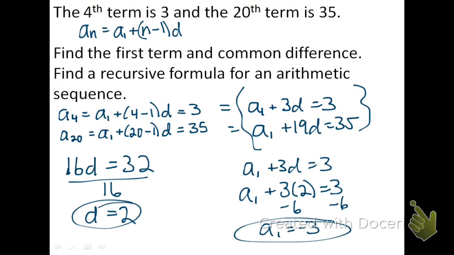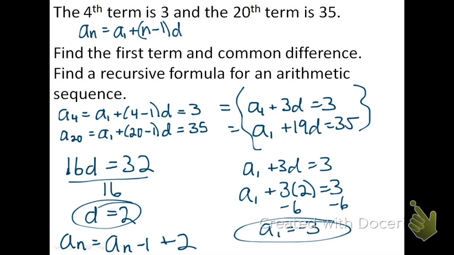Well, what else does it ask us to find? It asks us to find a recursive formula for the arithmetic sequence. So that just means where we are now. So a sub n equals a sub n minus 1 plus 2. And there we go. That's a recursive formula for us.